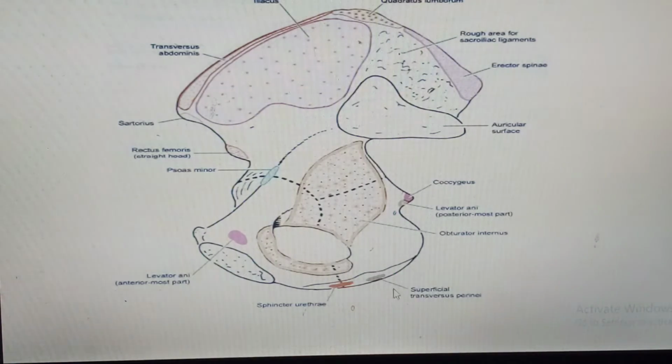Then of course superficial transverse perineal muscle, sphincter urethrae, you can see those ones from the lower aspect. And of course levator ani, the anterior portion of the levator ani will be the pubococcygeus muscle. So these are the things. Psoas minor will be attaching over here on what we call the junction between the pectineal line and the arcuate line of the pelvic brim. Okay, so these are some important bits that you have to know.